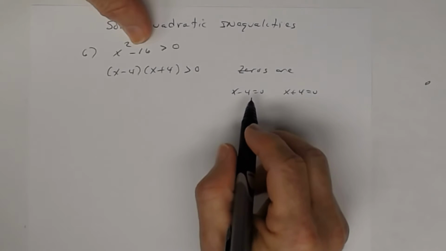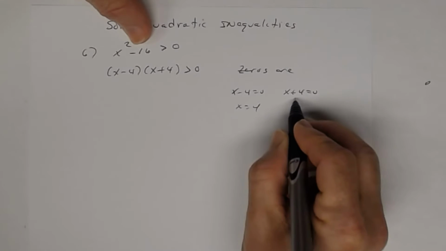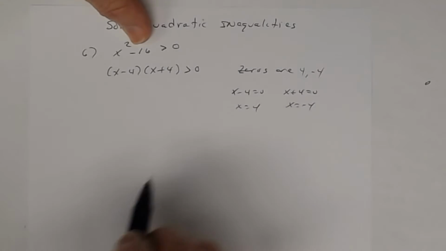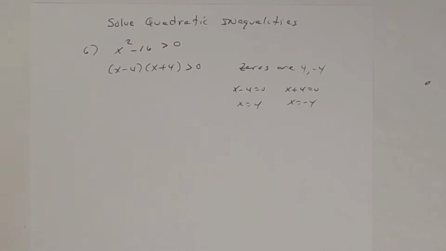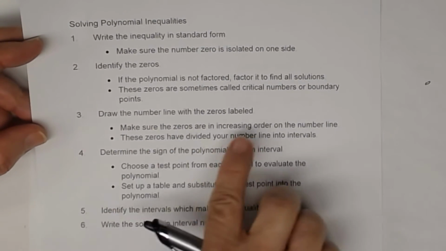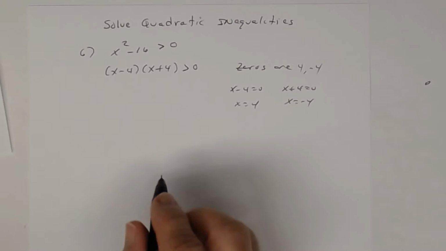When I set x minus 4 equals 0, I get x to be 4. Over here, I get x to be negative 4. So my zeros are 4 and negative 4. So those are my zeros. All right, now once you find your zeros, remember the next step is to put those on the number line, and you've got to put them in numerical order.